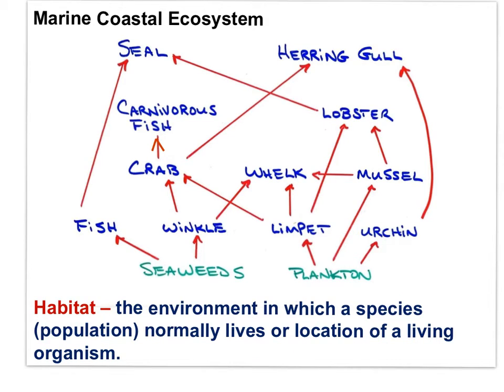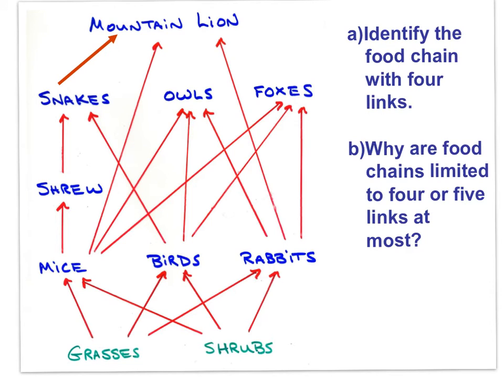Now, can you deduce the trophic level of the whelk, or the trophic levels of the lobster, or trophic levels of the seal? Here is a terrestrial food web. Can you identify the food chain with 4 links? Why are food chains limited to 4 or 5 links at most?